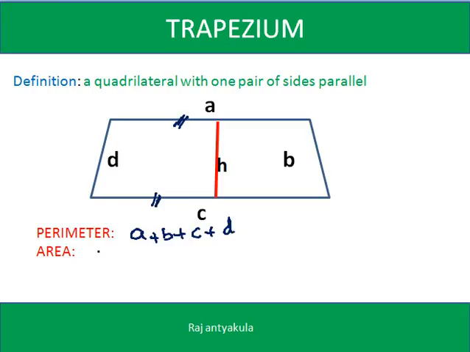Area. See here. Area of a trapezium is half sum of the parallel sides. What are the two parallel sides? A and C. Half sum of the parallel sides into distance between them. So this red color line is nothing but the distance between those two lines. So into H. So half A plus C into H. What is A plus C? Sum of the parallel lines. Here A and C are parallel. Okay. In trapezium, area is nothing but half sum of the parallel sides into distance between them.